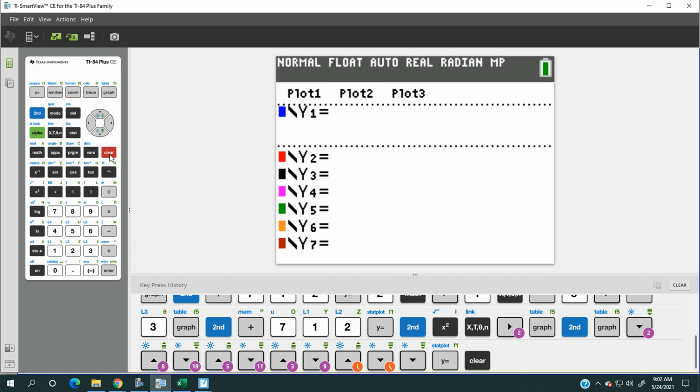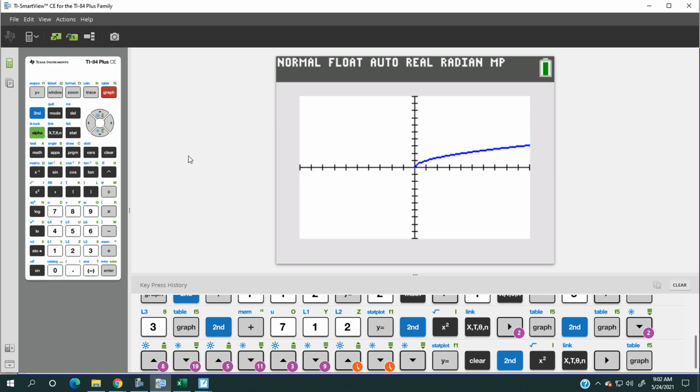All right, so I go to square root. Now the square root's right here above the x squared. So I'm gonna go to second, square root, right, like that. I'll put x in there. Go to the right, slide out of that symbol, and then graph it. Now this is a bit of a shocker. Uh-oh, what's going on here?